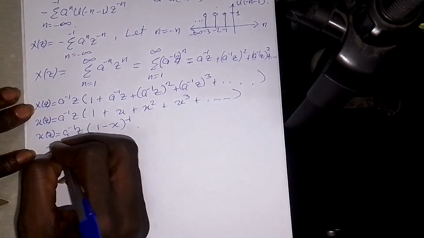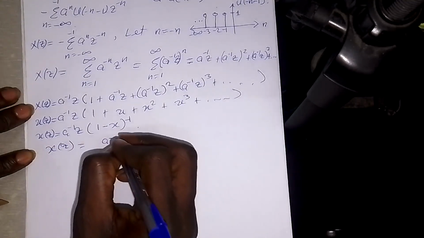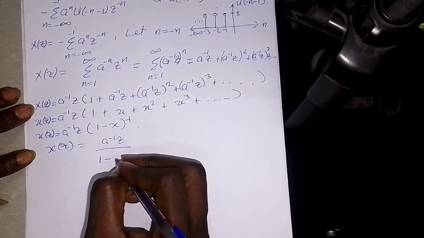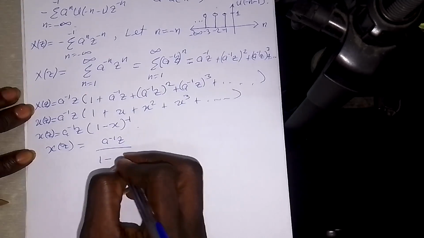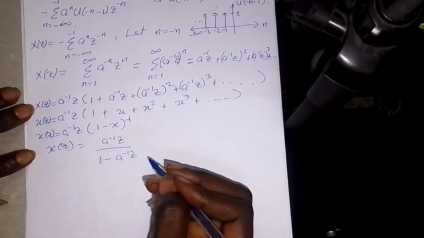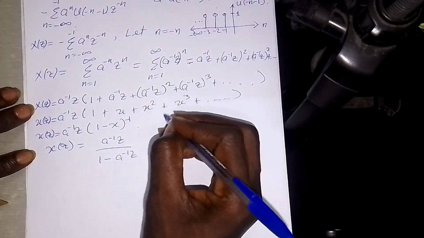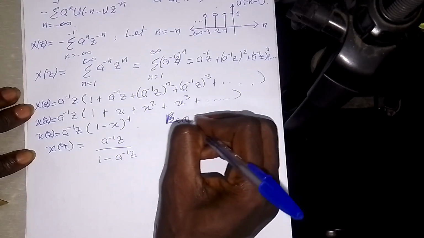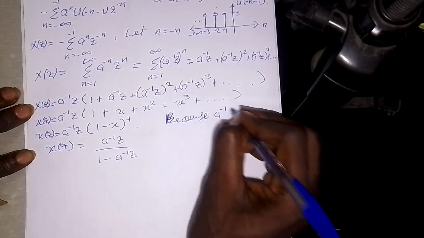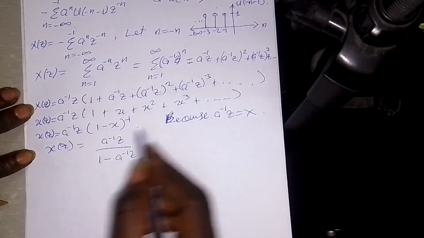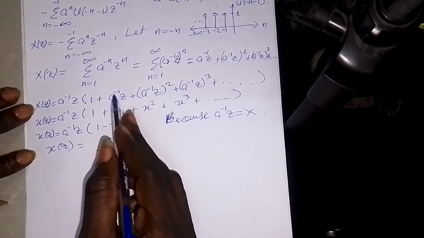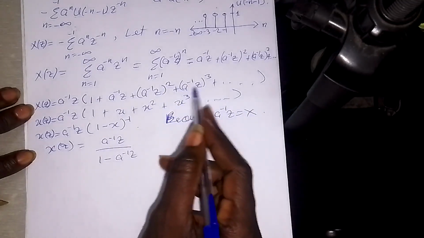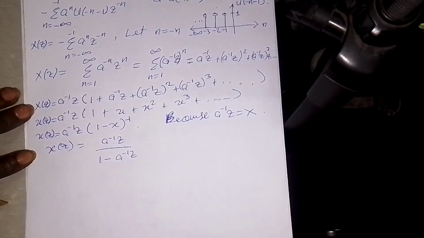So now my X of Z is equal to A exponent minus 1 Z over 1 minus A exponent minus 1 Z. Why? Because I said that A exponent minus 1 Z is equal to X. See that here, A exponent minus 1 Z, I put X. A exponent minus 1 Z squared, X squared. A exponent minus 1 Z cubed, X cubed. So that is why.